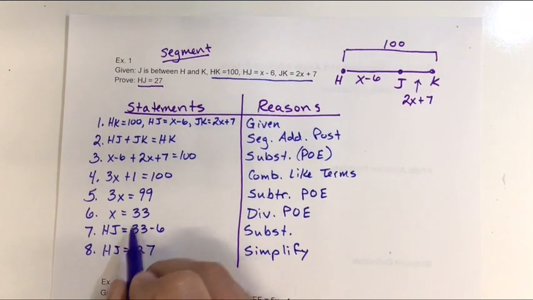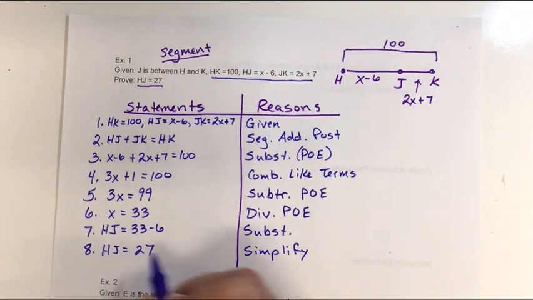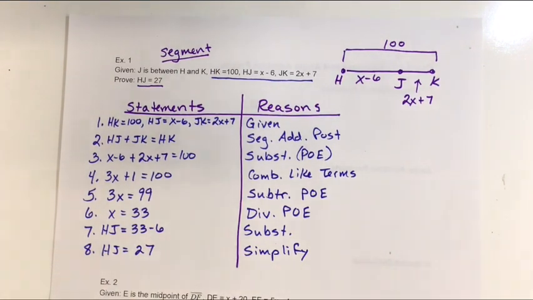When you just do subtraction or addition on one side of the equal sign and you make a problem like this into its final answer, that's just simplifying. Okay, so that's how we do a proof. All right, we've got one more example.